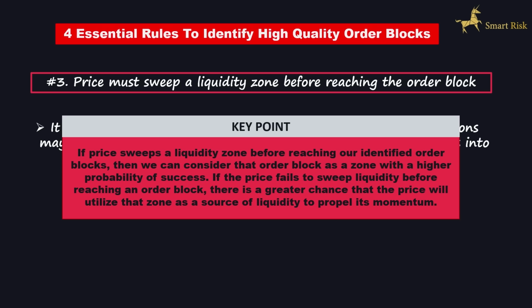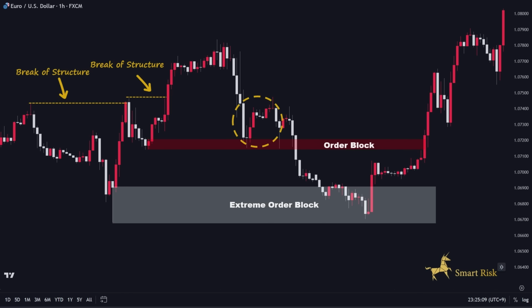Here, in this example, we can see 2 bullish breaks of structure to the upside, leading to the formation of 2 distinct bullish order blocks. After a minor reaction from the upper order block, the price experienced a downward push to sweep the liquidity accumulated below the order block, and also the equal lows. The reason for price not reversing from the upper order block is the absence of a liquidity sweep pattern prior to reaching it. Consequently, the price utilized that zone as a source of liquidity, propelling its momentum.